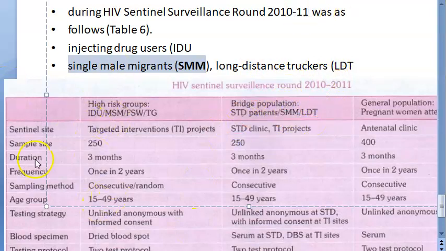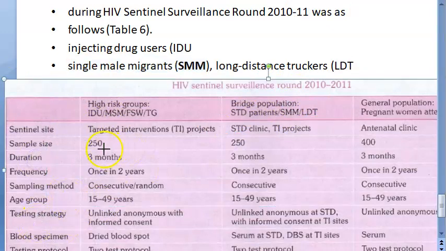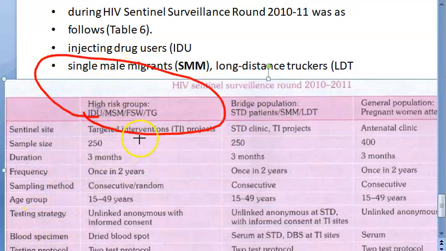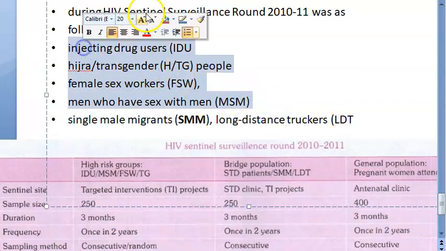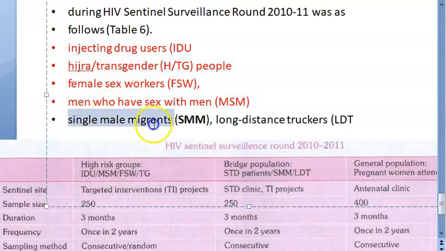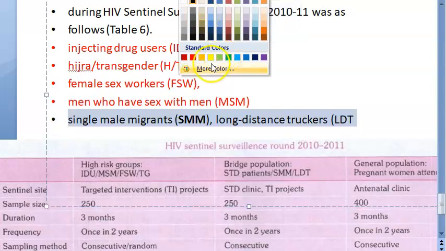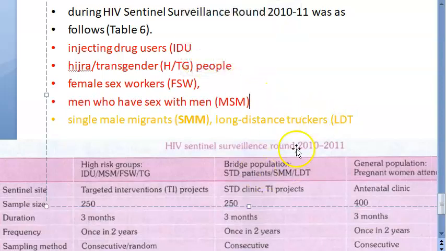High-risk population is this one, guys. Look at the high-risk population here. Now we're looking at high-risk population, that is IDU, injecting drug users, men having sex with men, female sex worker. TG is what? TG is transgenders. These are also high-risk people, high-risk group. Then we already told you these. So all these are high-risk groups, okay? These four are high-risk. Single male migrants, long-distance truckers, STD patients are medium risk, or they are bridge population, and general population are pregnant women.